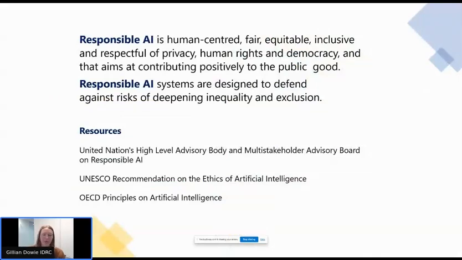So in the international cooperation sphere, we're working to better understand how AI can contribute to development, to achieving the SDGs, but in a way that prevents harm and negative consequences. This is why we aim to support AI development and AI policymaking that aligns with responsible AI principles. As you see here, responsible AI is human-centered, fair, equitable, inclusive, and respectful of privacy and human rights and democracy, and aims to contribute positively to the public good.